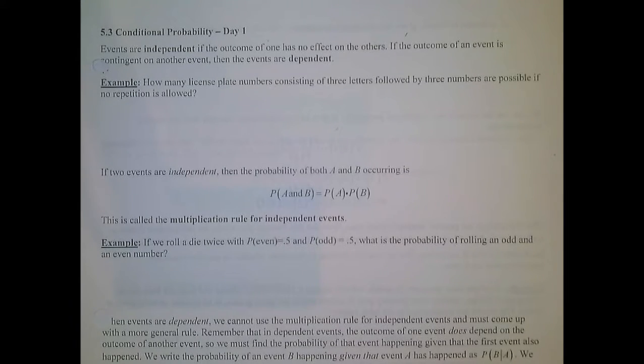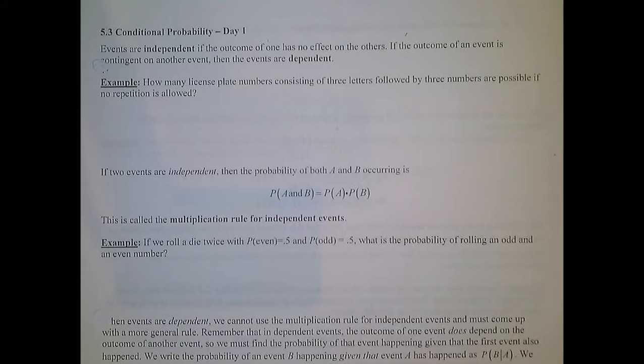So we say that events are independent if the outcome of one has no effect on the outcome of the others. In other words, if I know something has happened, then that doesn't make anything else more or less likely to happen. But if the outcomes of an event are contingent on another event, then we say that those are dependent. So knowing that the first event has occurred, does that make something else more or less likely to occur? And this first example kind of models that idea.